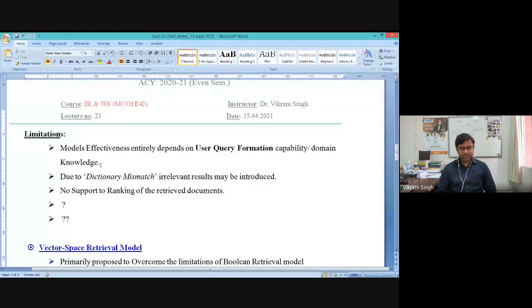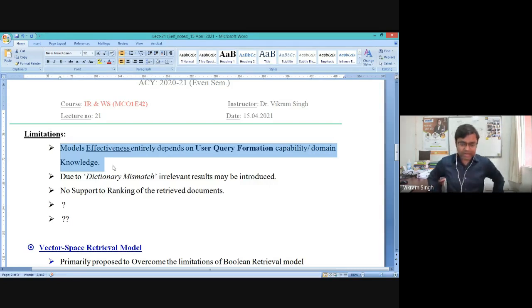A few are very obvious and visible. Whenever we try to understand how effective the Boolean retrieval model is, it entirely depends on the user's query formation capability and his knowledge about the domain he is searching in. Whenever we throw a query to the retrieval model, it simply performs a match and retrieves the documents. So the accuracy of relevance retrieval depends on the exactness of the query terms submitted by the user. Researchers have observed that it is critical to have a trained, skilled, or informed user in Boolean retrieval based search systems. That is a limitation.